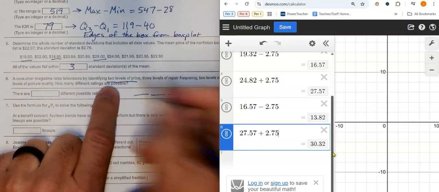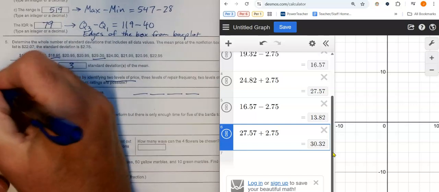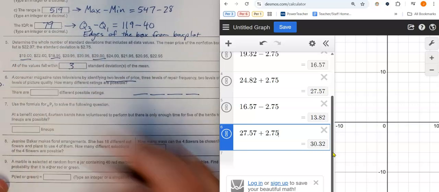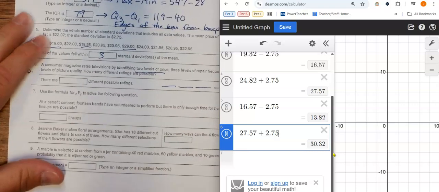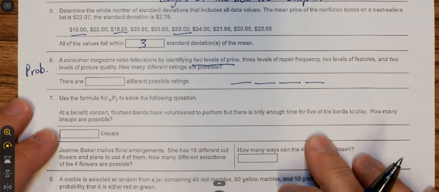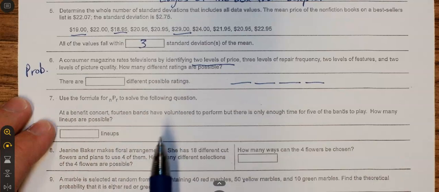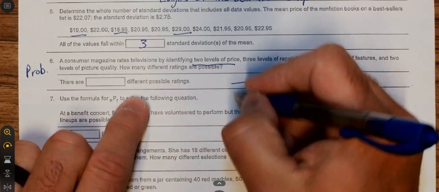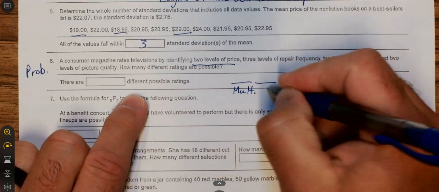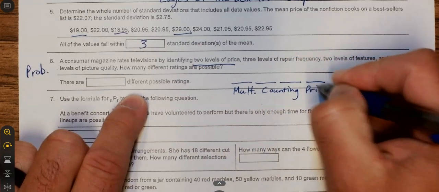They want to know about the number of different ratings. Now we're moving into the probability section, so out of the stats section and into the probability section. So we want to know how many different ratings there are. This is all about the multiplication counting principle. So we will be multiplying this stuff together.